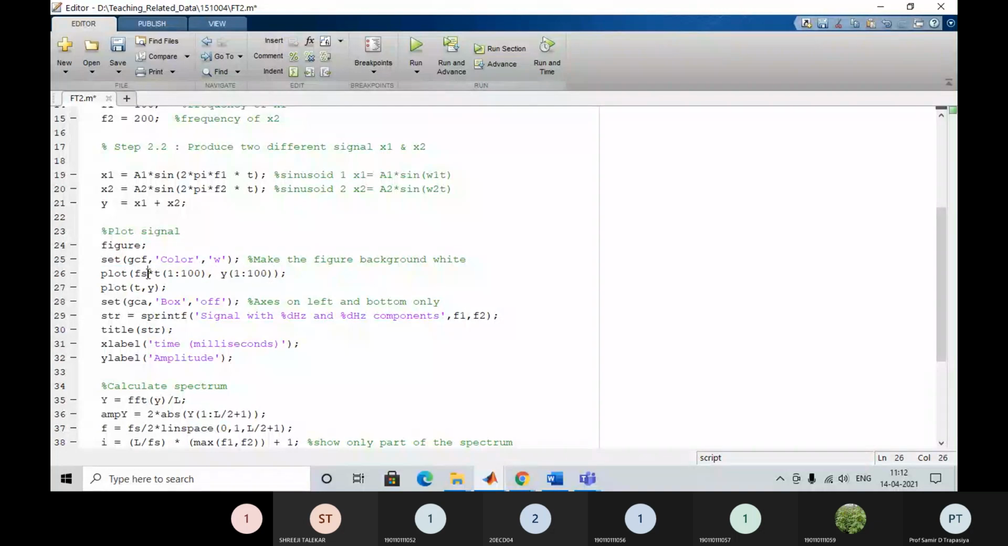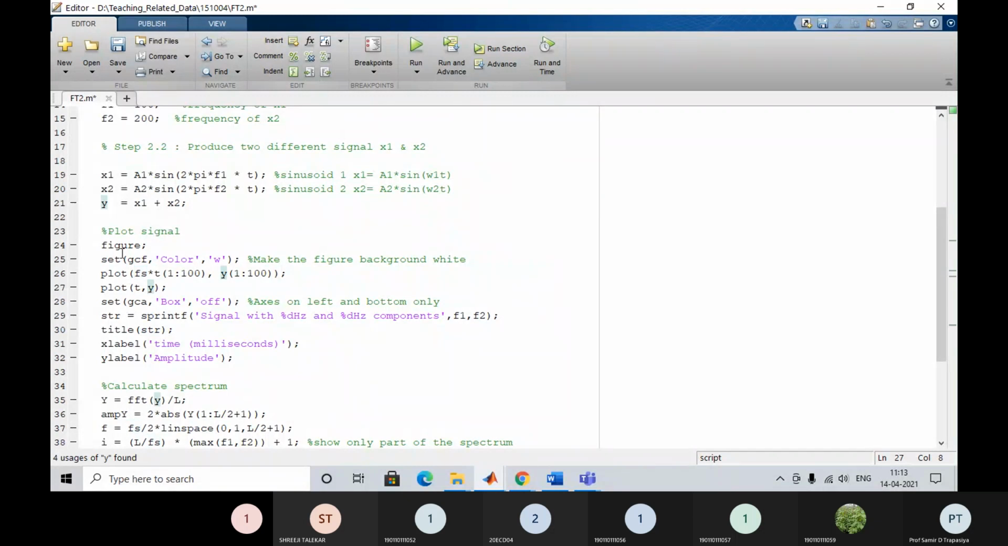And we are multiplying with fs because this is actually a time domain and we are converting it to a sampling interval. So the sampling frequency is used for normalization purposes. This is a discrete version. Now we plot the graph of t versus y. This is the actual signal represented in the time domain, right?